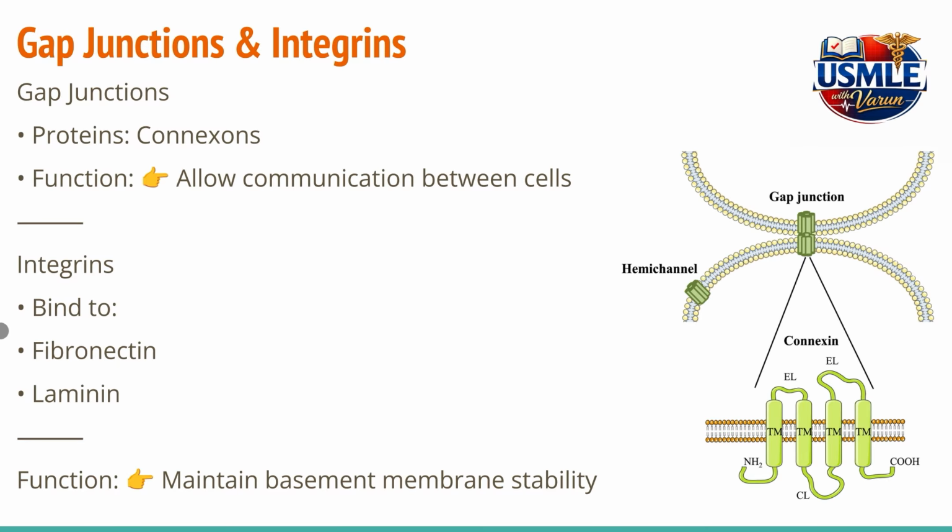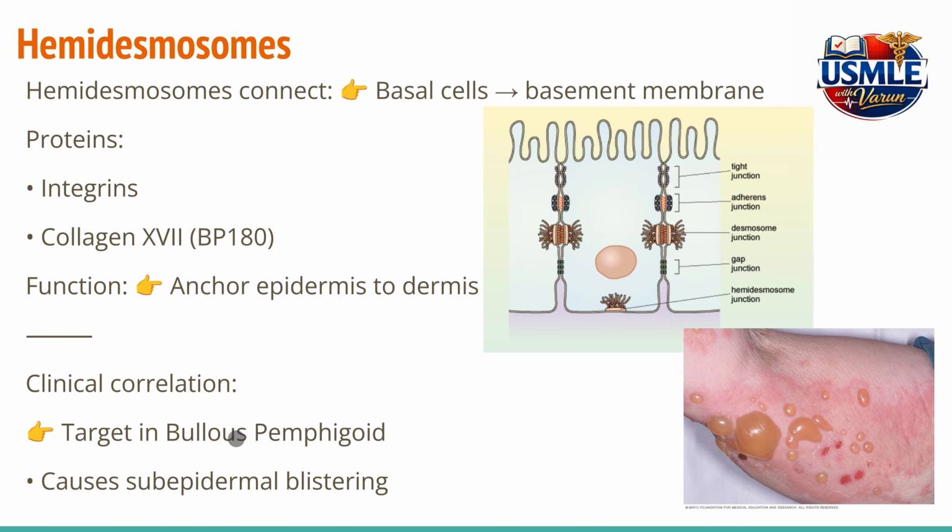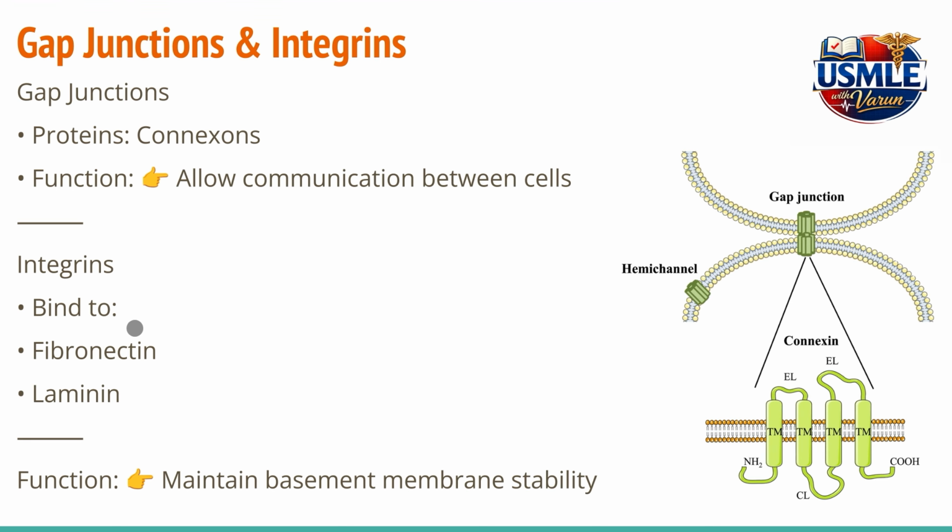between cells. Whereas for integrins, the main function is to maintain the basement membrane stability, because these integrins are mainly associated with what we already discussed, hemidesmosomes. These integrins are associated with proteins like fibronectin and laminin.